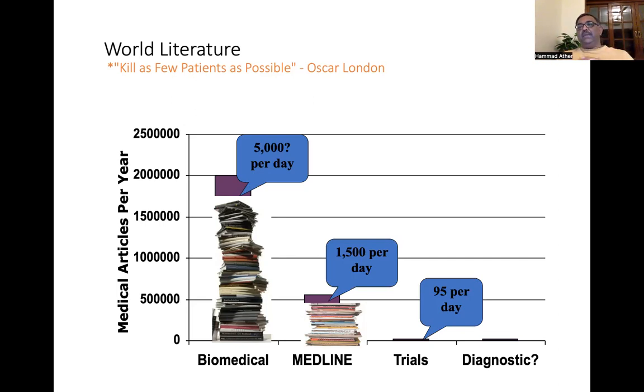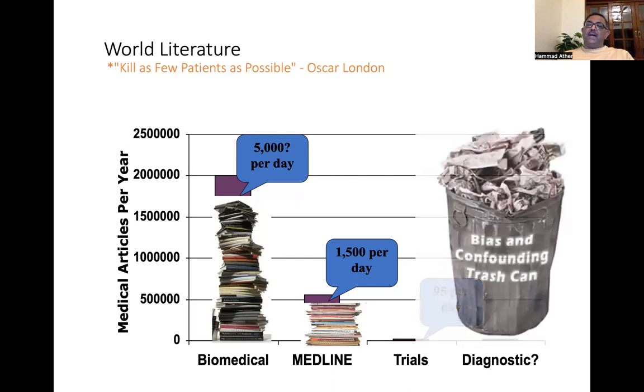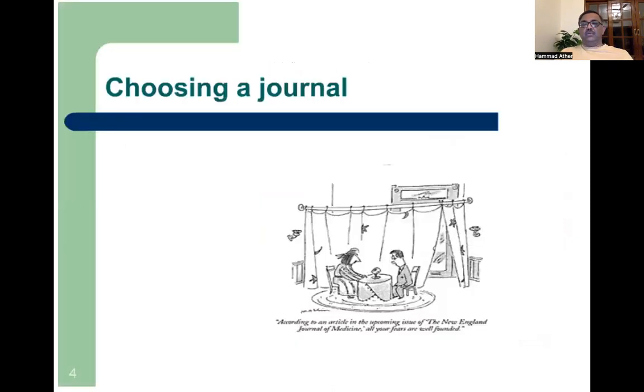These are peer-reviewed publications of some repute. 100 trials are reported on a daily basis. A lot of diagnostic studies are reported. The vast majority of these end up in what is called the bias and confounding trash can. So a lot of this exercise is essentially lost. It is never read. It hardly makes an impact on clinical practice. It's because it has biases and there are confounding factors that the investigators have not looked into.